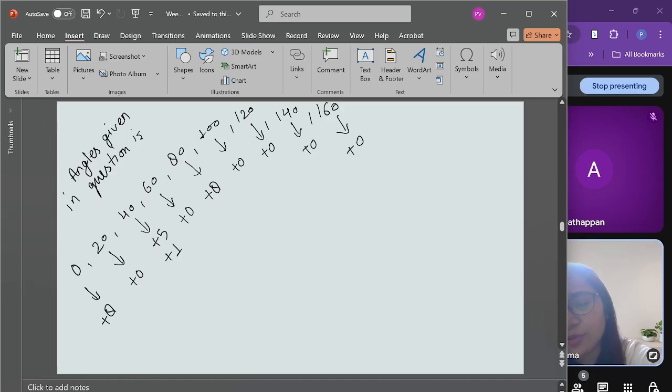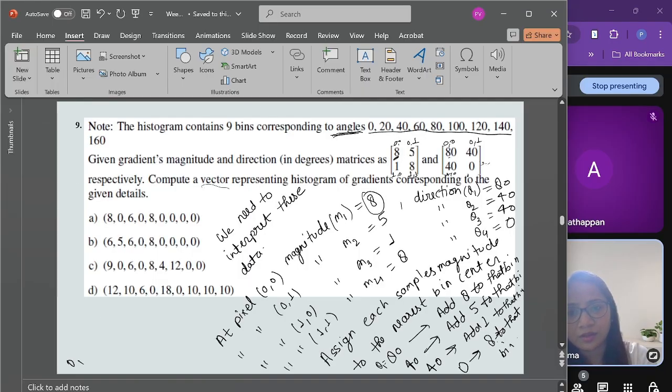So corresponding to those angles, the first one is 8, then 0, then 5 plus 1, which is 6, then 0, then 8, and then 0, 0, 0 and 0. So this vector you have got is 8, 0, 6, 0, 8, and 4 times 0. So option A is the only one matching.